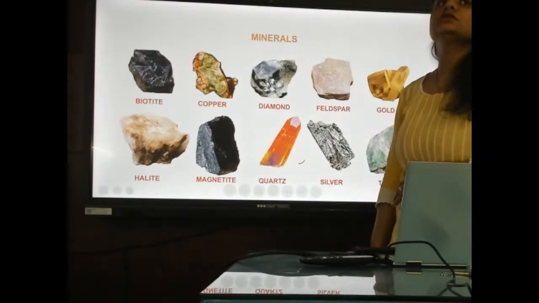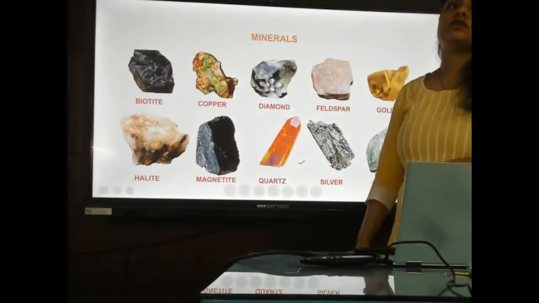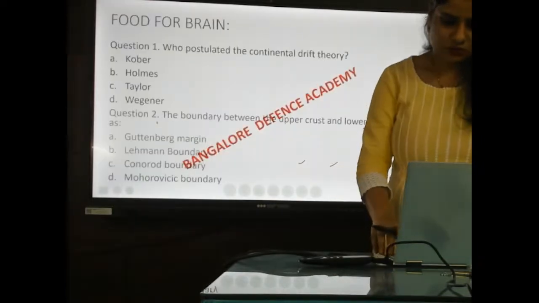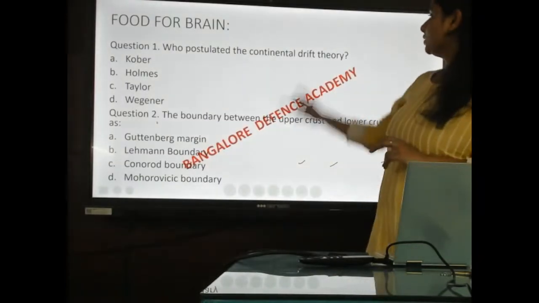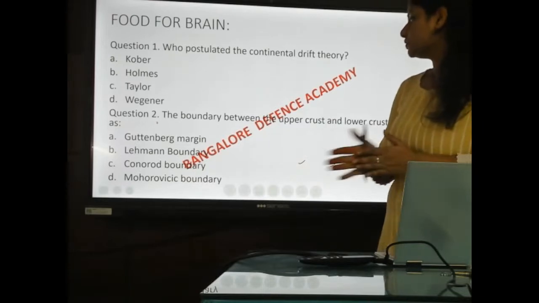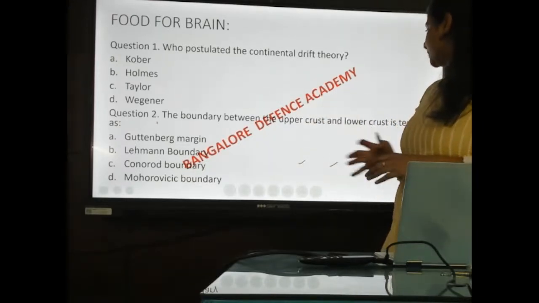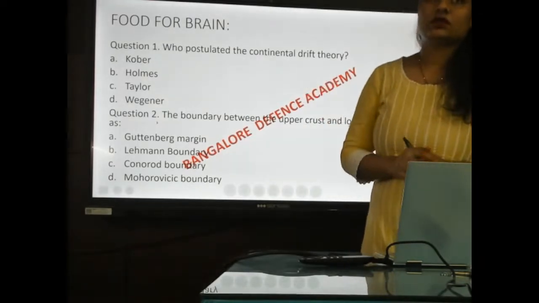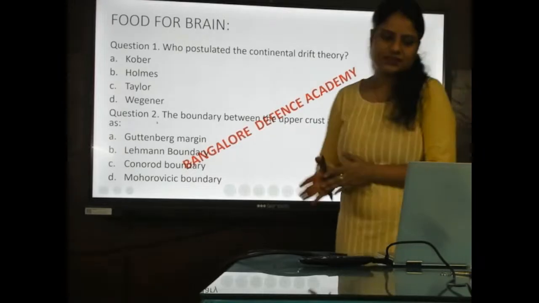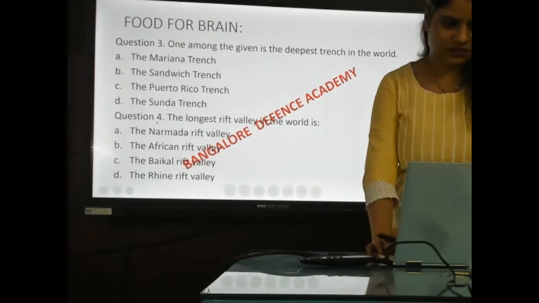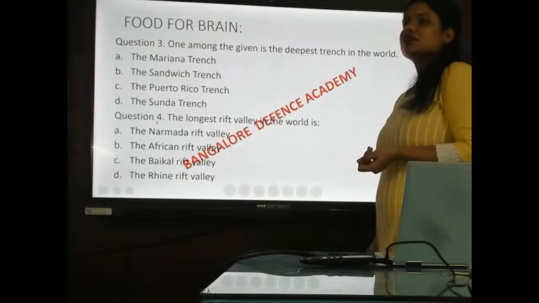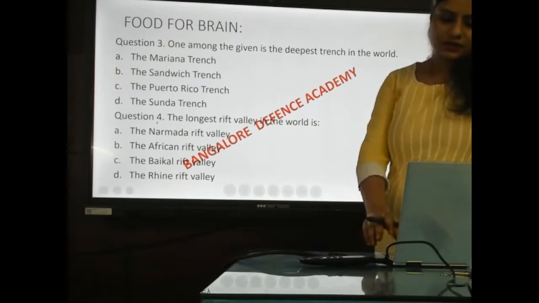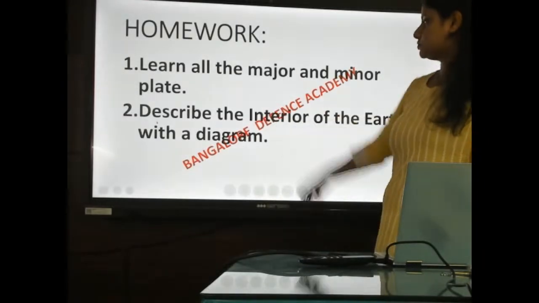This is the first part of your physical geography, or world geography. Here are some questions. Who postulated the continental drift theory? Wegener. The boundary between upper crust and lower crust is termed as Conrad. Deepest trench in the world: Mariana Trench. Longest rift valley: African Rift Valley.